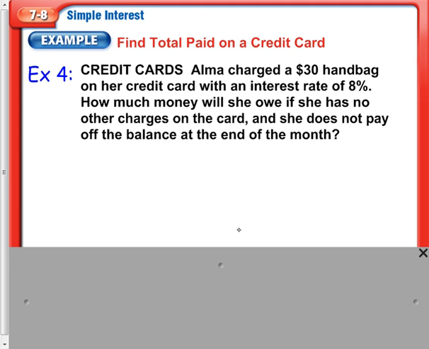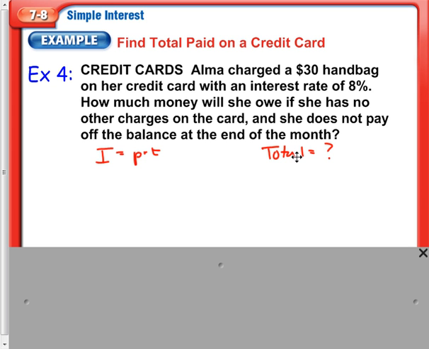So it's important to think about those things when you're going to get a loan and you're going to purchase items. All right, so credit cards, Alma charged a $30 handbag on her credit card with an interest rate of 8%. How much money will she owe if she has no other charges on the card and she does not pay off the balance at the end of the month? So this is a multi-step problem here, okay? We're going to start with the formula I equals PRT. Okay, we're actually looking for the total.